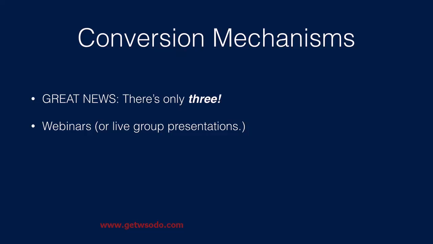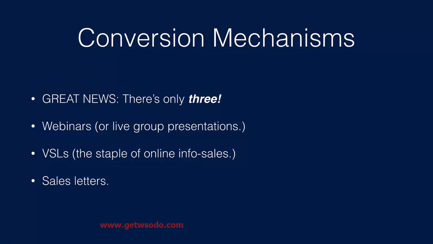Okay? The other conversion mechanism is going to be VSLs, video sales letters. Of course, the staple of online information sales. You've seen millions of them. The reason why everybody uses them is because they work real well. And of course, number 3 is good old-fashioned sales letters. In this case, sales letters stuck on a website. And guess what? That's all. Those are the only 3 things we really use in the information business to sell stuff. Webinars, VSLs, and sales letters.